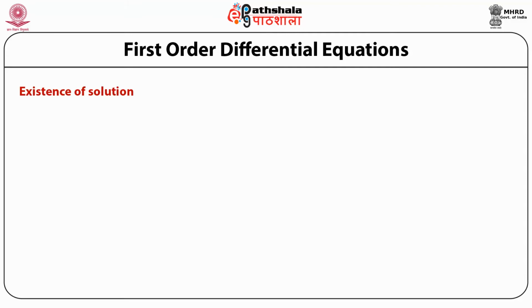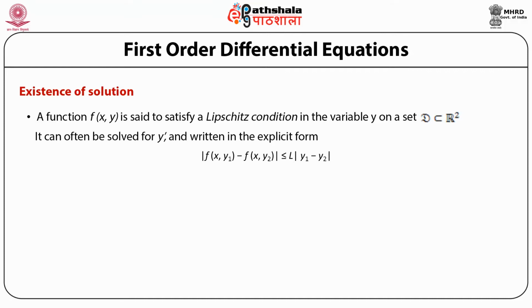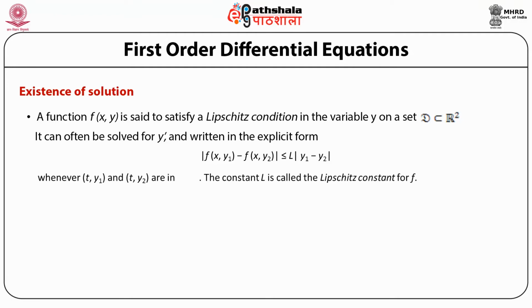Then, regarding the existence of a solution: a function f(x, y) is said to satisfy a Lipschitz condition in the variable y on a set D, a subset of R squared, if a constant L greater than 0 exists with the property |f(x, y1) - f(x, y2)| ≤ L|y1 - y2| whenever (x, y1) and (x, y2) are in D. The constant L is called the Lipschitz constant for f.